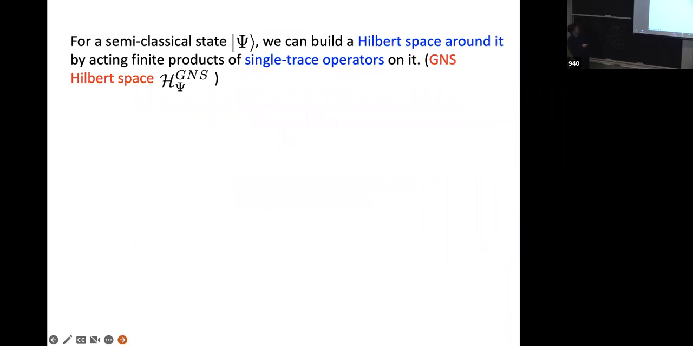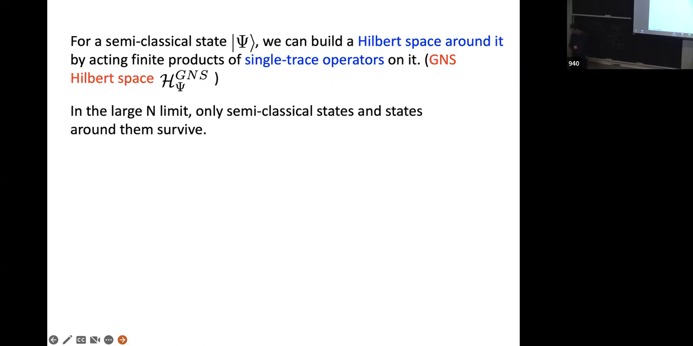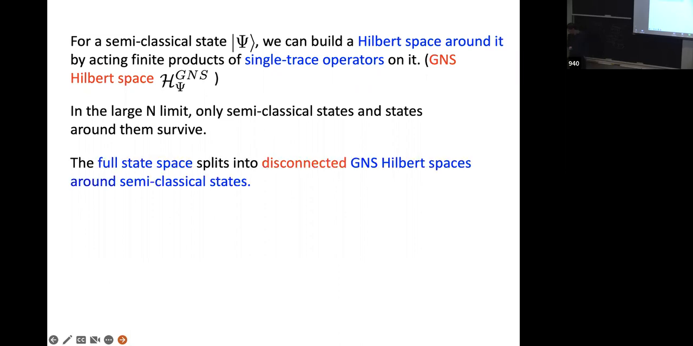For this, take a semi-classical state, then we can actually build a Hilbert space around it by acting with finite products of single trace operators on it. So this is essentially the Hilbert space of small excitations around this semi-classical state. And this is purely on the CFT side. You can actually make this rigorous. This is called the GNS Hilbert space. Now essentially the claim is that in the Lagrangian limit, only semi-classical states and the states around them survive.